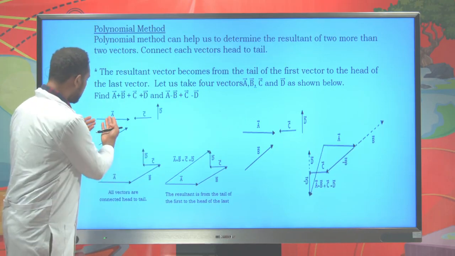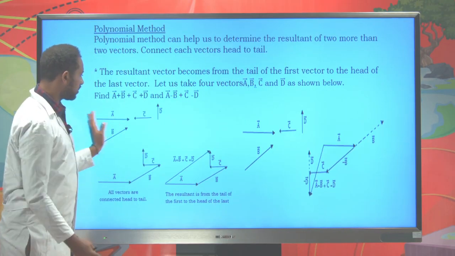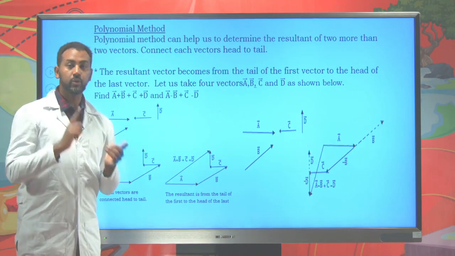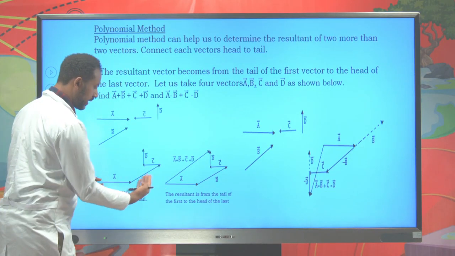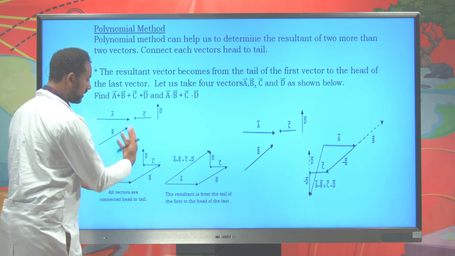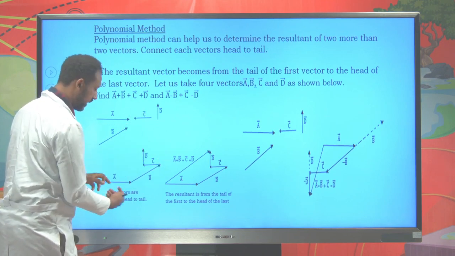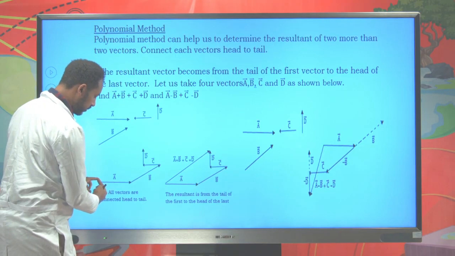Okay, suppose here you do have A, B, C, D, and the like. To add those vectors, you have to connect all the vectors head to tail. For example, let's try to find the summation of A, B, C, and D. All of these vectors might be added. Therefore, you have to connect head to tail.